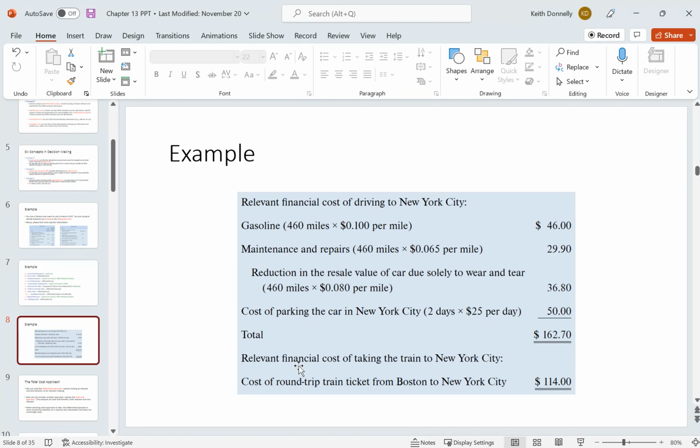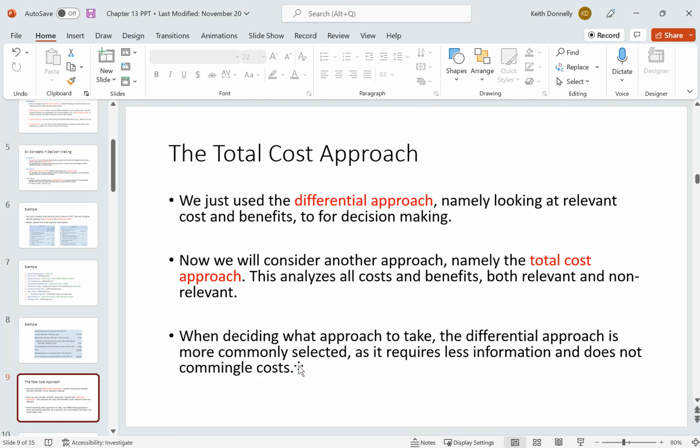But if you start factoring in those qualitative factors, maybe you don't want that headache of driving for 4 days straight. So again, what we're looking at here is just the financial part of it, just from a numbers perspective. So it says here, we just used the differential approach, namely looking at relevant costs and benefits for decision making.